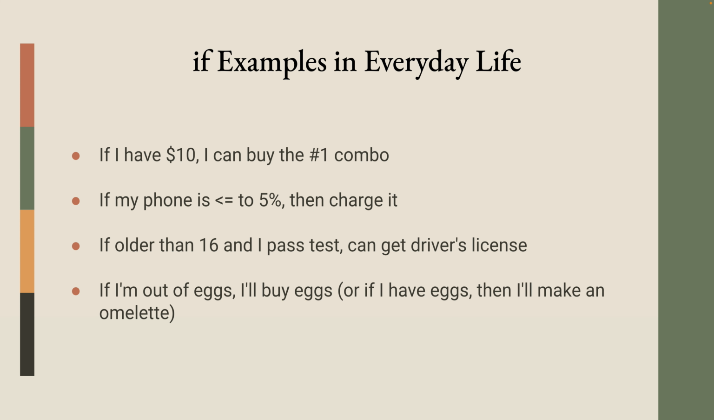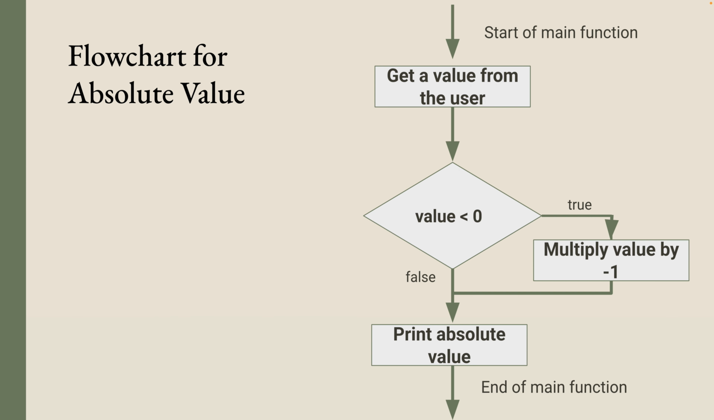So, examples that the class came up with, examples of if statements in everyday life. If your phone is low on charge, then charge it. If you have a certain amount of money, you can buy a certain combo. If you're older than 16 and you pass the driving test, then you get your driver's license. And if I'm out of eggs, I'll buy the eggs. Else, I'll be able to make an omelet. So we want to be able to represent all of these cases in code.